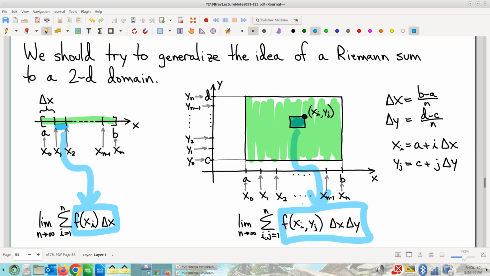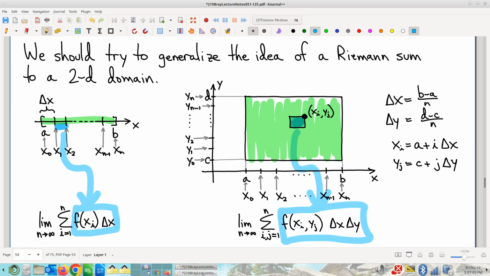So same strategy: chop it up into little pieces. On each little piece, write it as something times size. I would say, just for convenience, density times size. And then add up over all the pieces. The particulars are different, yeah, but it's the same strategy. Chop it up, add it up.